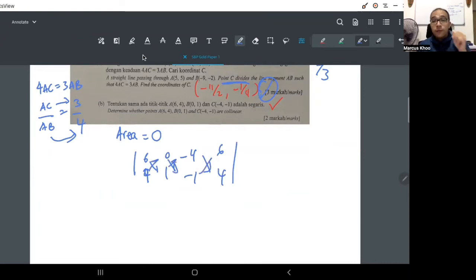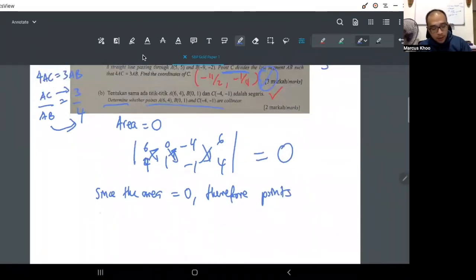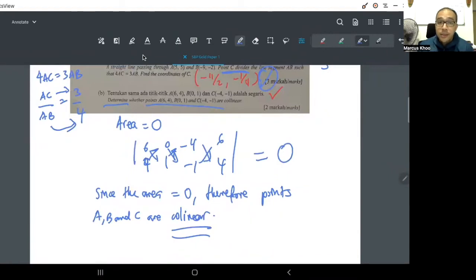Now, if your answer equals 0, then you need to write a sentence. Remember, when you want to prove something, always write a sentence at the end. Since the area equals 0, therefore, you can copy back the same line, points A, B, and C are collinear. I would consider this a complete answer.